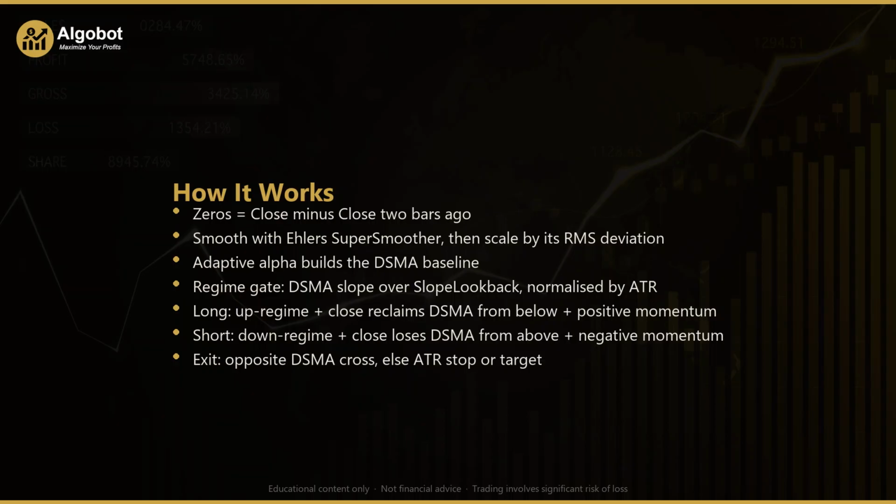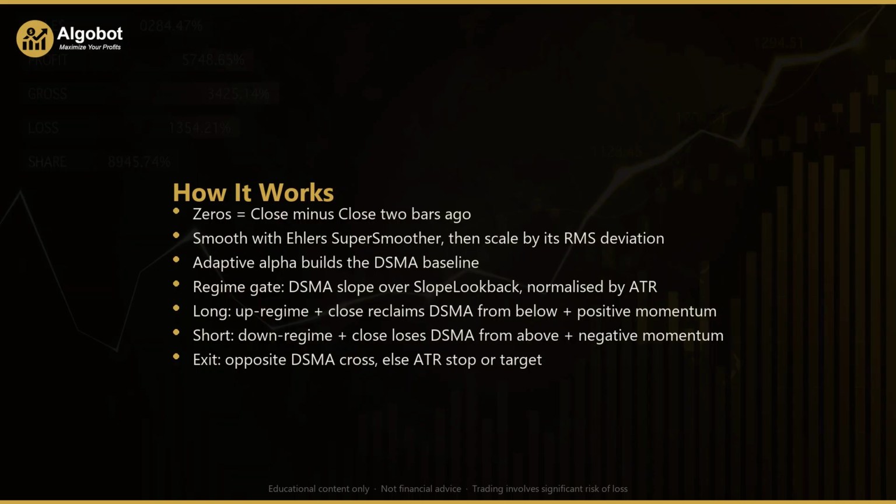Now the trade rules. First comes a regime gate. The strategy measures the slope of the DSMA over the slope loopback period, 3 bars by default, and divides it by the ATR, so the slope is expressed in volatility units. If that normalized slope rises above the SlopeAtrMult threshold, the market is treated as an up regime and only long setups are considered. If it falls below the negative threshold, it's a down regime and only shorts are considered.